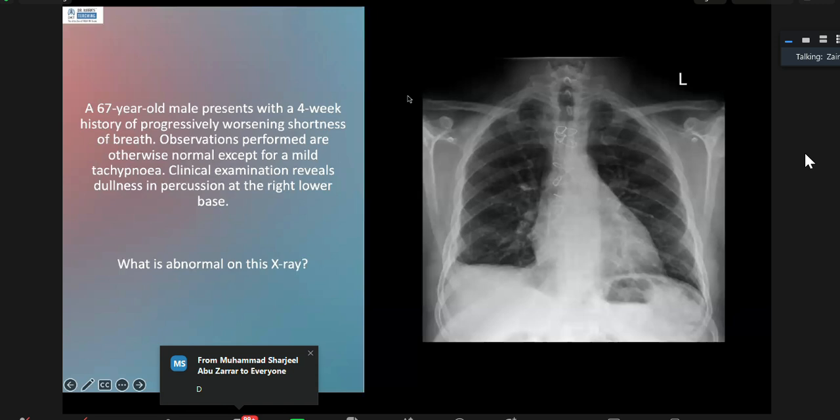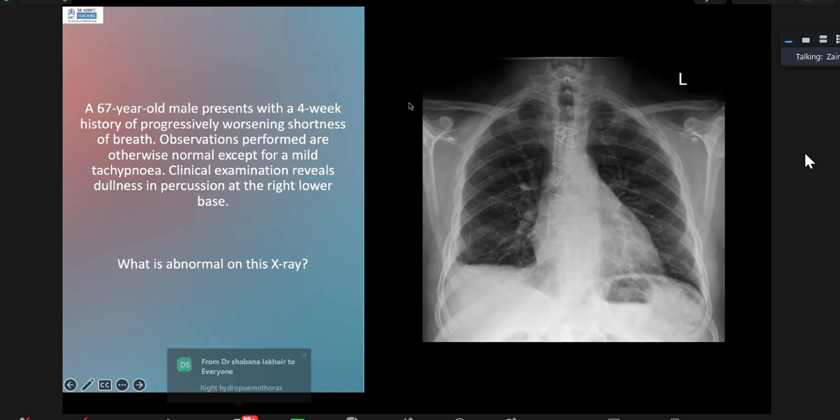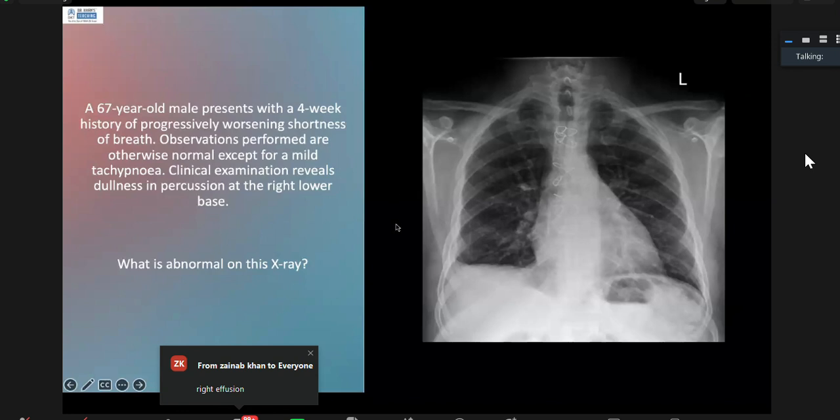A 67-year-old presents with a 4-week history of progressively worsening shortness of breath. Observations performed are normal, apart from a mild tachypnea. Clinical examination reveals dullness to percussion in the right lower base. What is abnormal on this X-ray? We'll move on to the next question.